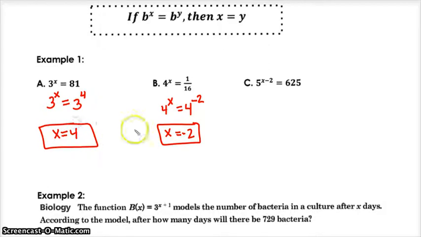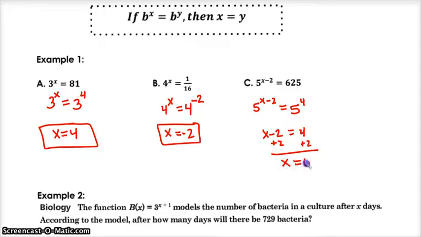All right, looking at part C, on the left side, I have a power with base 5, so I need to write the right side of the equation as a power of base 5. So 5 to the x minus 2 is equal to 5 to what power? Looking at the exponent sheet, I can see that 5 to the 4th power is 625. That now tells me that x minus 2 has to be equal to 4. Okay, since the bases are the same, the exponents have to be the same. If I solve for x, I add 2 to both sides, and now x is equal to 6.